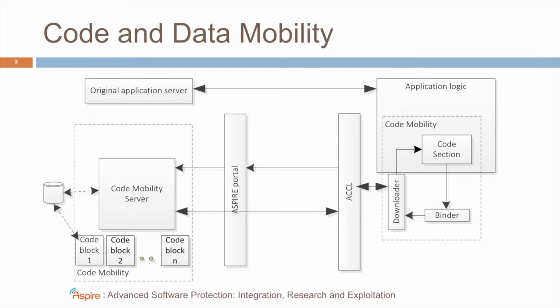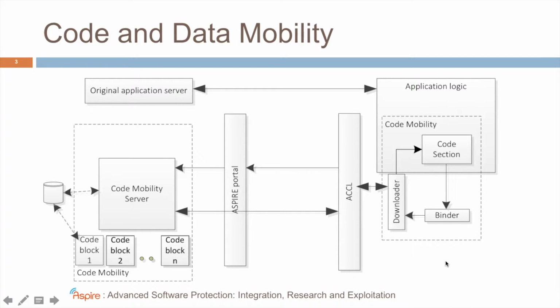So here we see the overall design taken from our reference architecture. On the left top you see the original application server. On the right you see the original application. You also see we have a code mobility server, and on a server we use a database that has access to a bunch of code blocks. These are called the mobile code blocks.